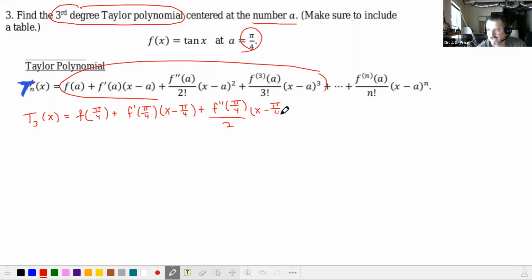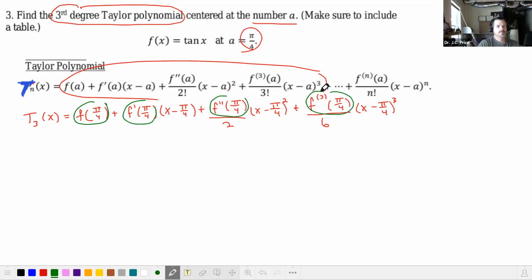And I'm not done, because that's the second degree Taylor polynomial, since it's squared. I need one more. So I'll do f with a little 3, you can do triple prime if you want, of pi over 4. Then 3 factorial is 6, 3 times 2 times 1, and then x minus pi over 4 quantity cubed. So that's what I need to find. When I write that down, it tells me what to do: find the function at pi over 4, the derivative at pi over 4, the second derivative at pi over 4, and the third derivative at pi over 4.